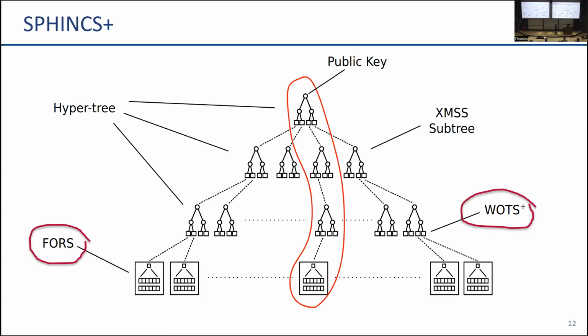The difficulty is WOTS+ is not quite zero knowledge proof friendly. We haven't found the right way to prove it. And for FORS, the zero knowledge proof can be done, but it's not easy to make a partial proof that allows us to prove it efficiently. So in our work, we're changing those two parts.